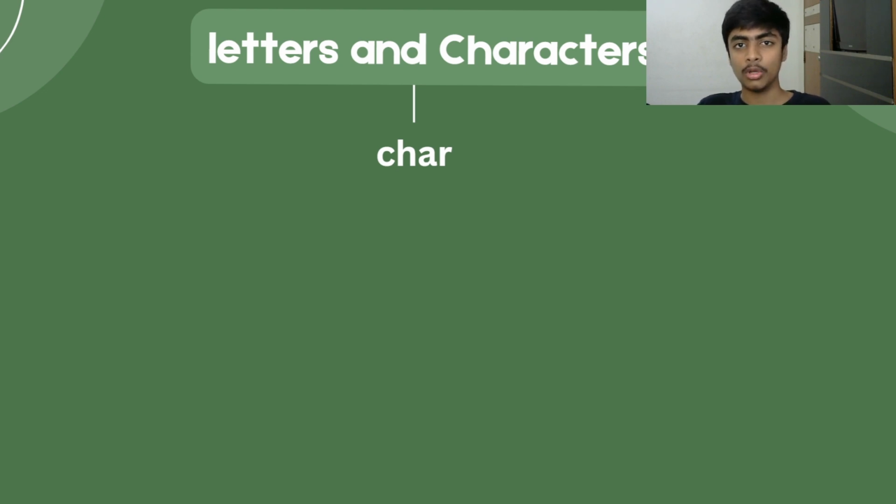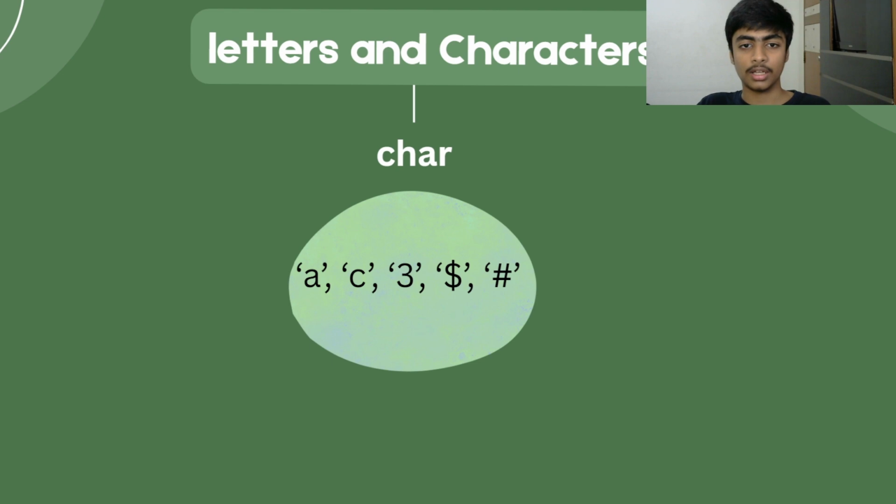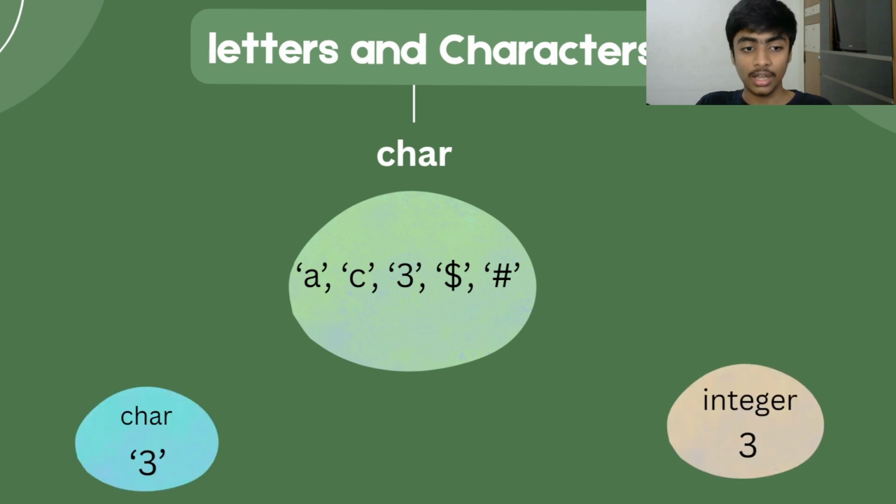So our char data type could include letters and characters like these. We see that we have alphabets like A and C. We have special characters like the dollar sign and a hashtag. But we also notice that even digits could be considered as a character. And this is true. When you look at your keyboard, all of these digits are examples of characters. But there is a difference between the character 3 and the integer 3. All values of the character data type are inside single quotes. And using that, we can differentiate between the character 3 and the integer 3.